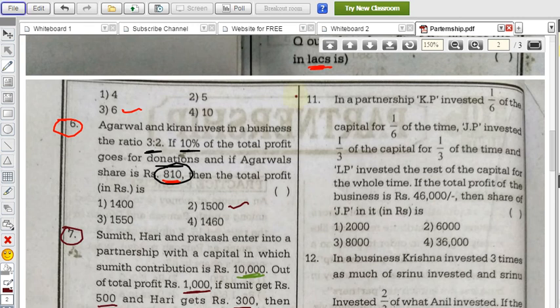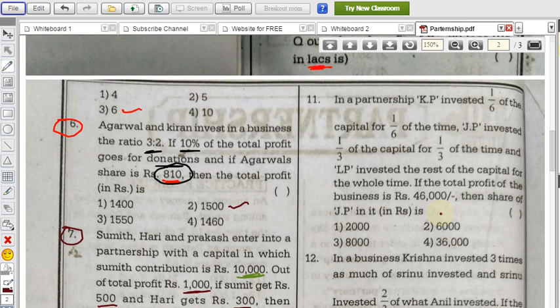So the 11th one is: in a partnership, KP invested 1 by 6th of the capital for 1 by 6th of the time. JP invested 1/3 of the capital for 1/3 of the time, and LP invested the rest of the capital for the whole time. If the total profit of the business is 46,000, then what is the share of JP in rupees? So instead of giving time directly, they gave it ratio-wise. We need to find out the share of JP.